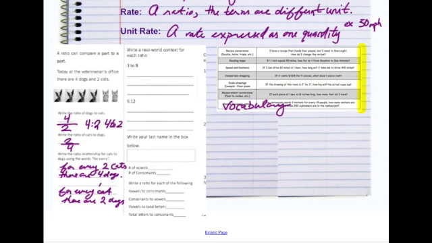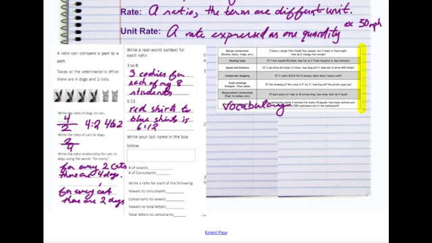These next problems ask us to write a real-world context for each ratio. The first one says 3 to 8. I'm going to come up with there are 3 cookies for each of my 8 students. The next one says 6 to 12, and maybe the ratio of red shirts to blue shirts is 6 to 12, right?